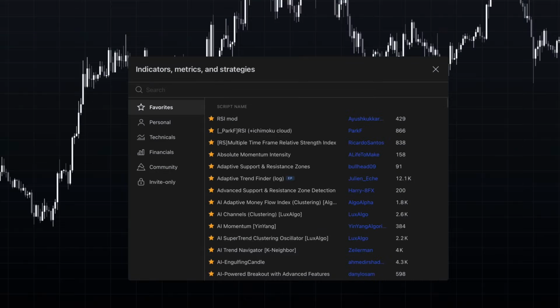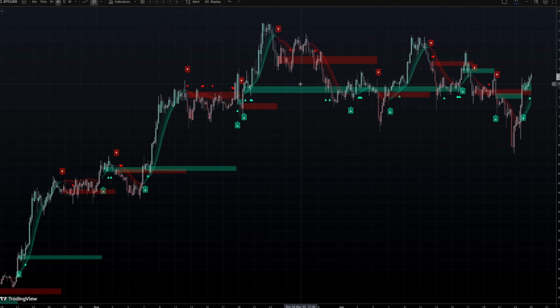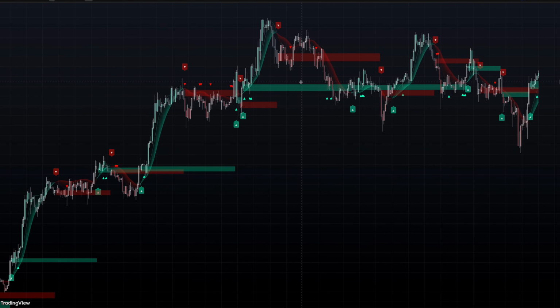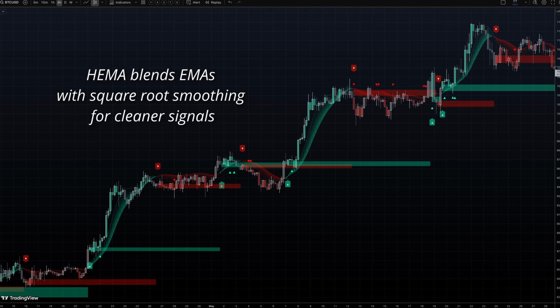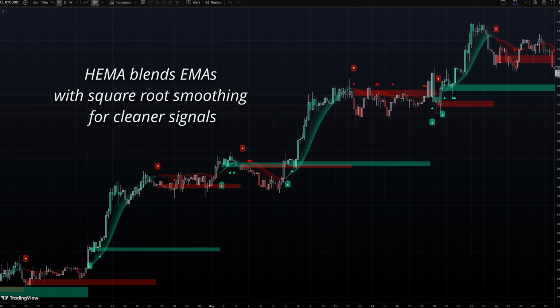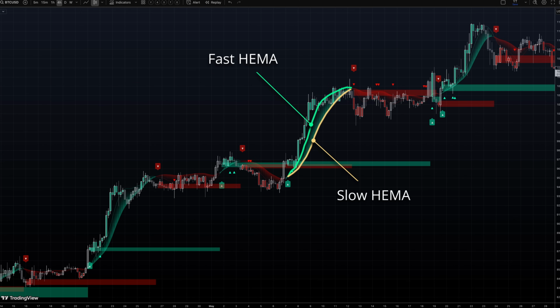HEMA Trend Levels. Created by Algo Alpha, this indicator employs Hull exponential moving average methodology to identify trend changes and establish dynamic support and resistance levels. The HEMA calculation combines exponential moving averages of different periods with square root smoothing, creating a more responsive trend-following system than traditional moving averages. The indicator uses two HEMA calculations with different periods, 20 and 40 by default, to generate trend signals through crossover events.